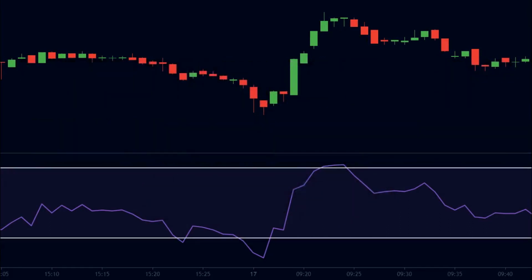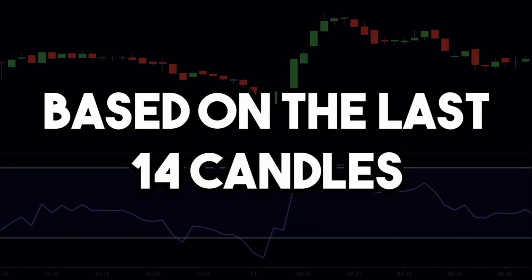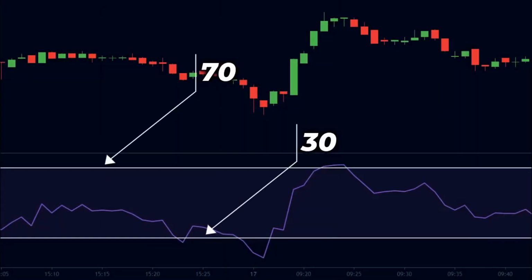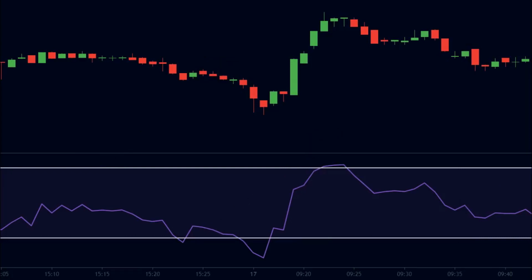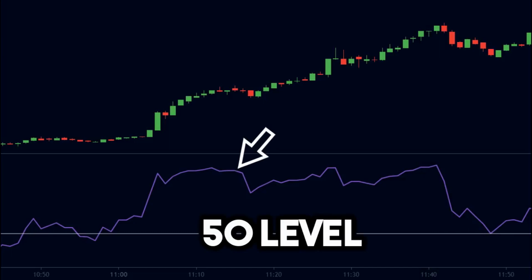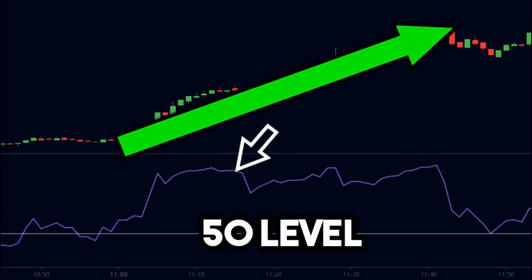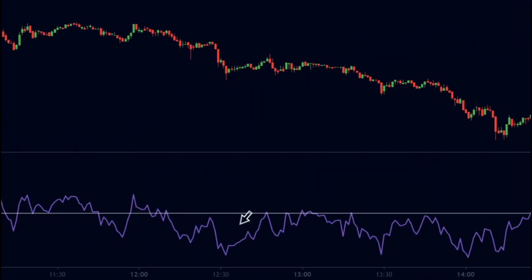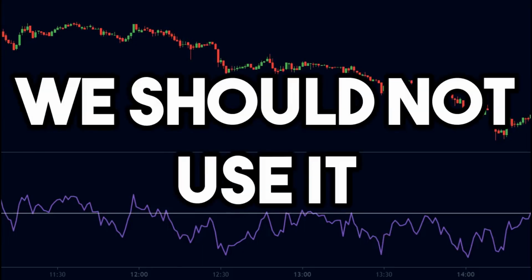By default, the RSI is plotted based on the last 14 candles. And the overbought and oversold levels are set to 70 and 30 respectively. There are a couple of ways traders use the RSI. Some of them use it as a binary indicator. Hence, if the RSI is above 50, the stock can be said to be in an uptrend. Similarly, if the RSI is below 50, the stock is said to be in a downtrend. This is a very immature approach towards the indicator, and we should not use this approach.